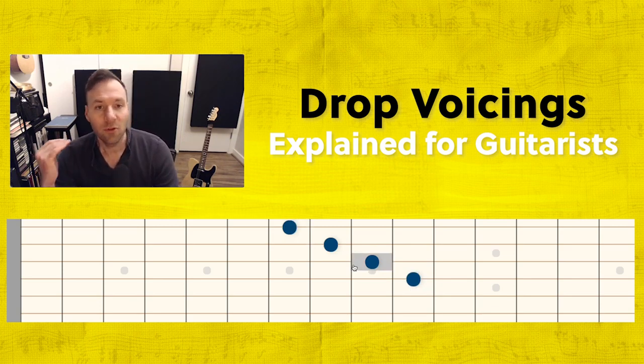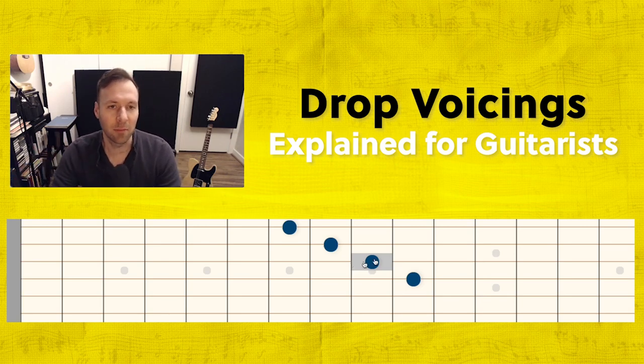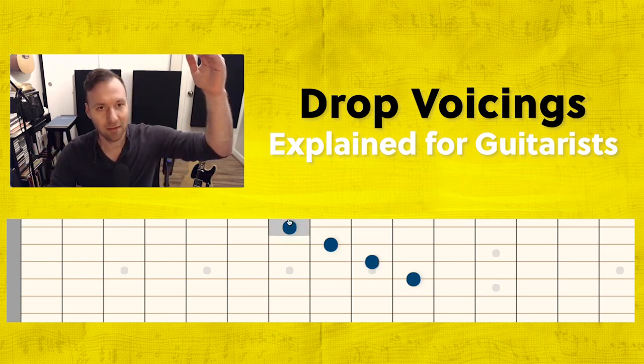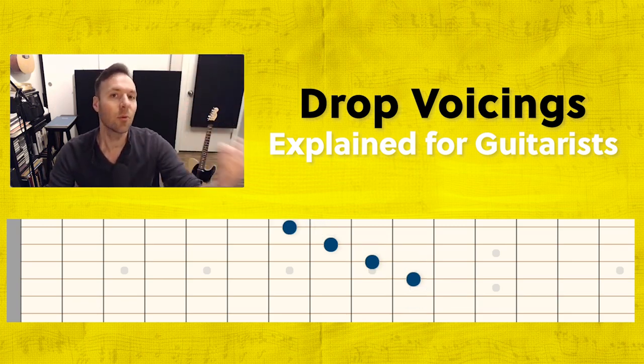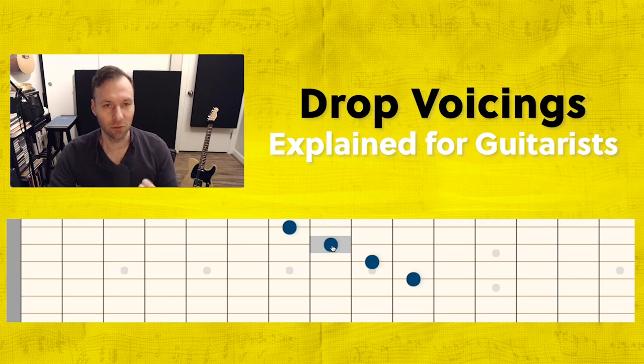Now, a drop 2 voicing means that we take the 2nd note from the top. So if you start counting from the highest note and you count 1, even though this is the root down here, we're just counting for the sake of finding this note that we're supposed to drop. Well, this is the highest note. This is the 2nd from the highest note. That's the note we are dropping. So drop 2 means we're dropping the 2nd from the highest note.